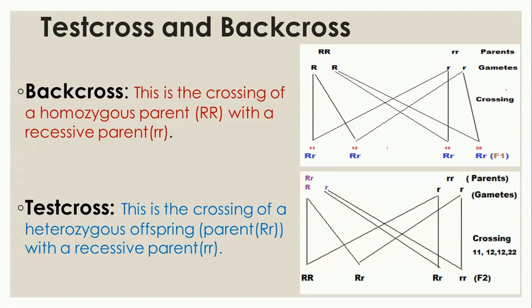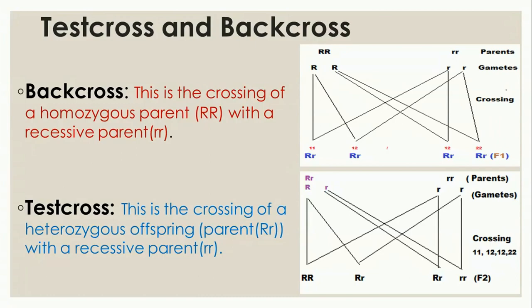Now test cross. This is the crossing of a heterozygote offspring, that means one of the offspring from F1 is crossed with a homozygote recessive parent. And then in the F2, we have one homozygote red, two heterozygote red, and then we have one white. So it shows the same thing we talked about in monohybridization: 1:2:1 for genotype, and the phenotype is 3:1.